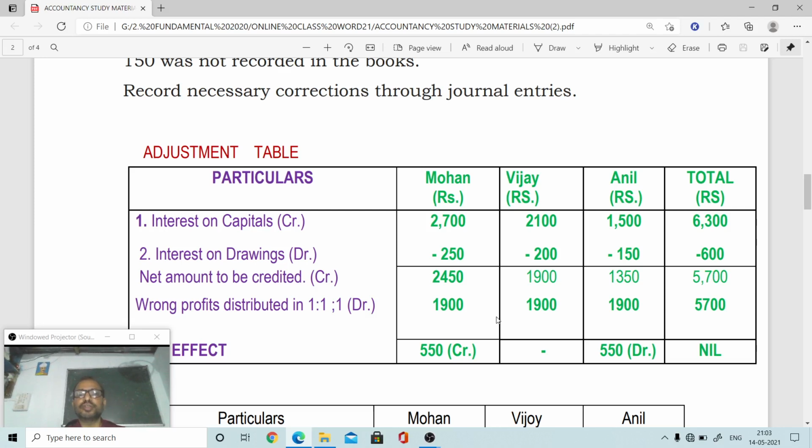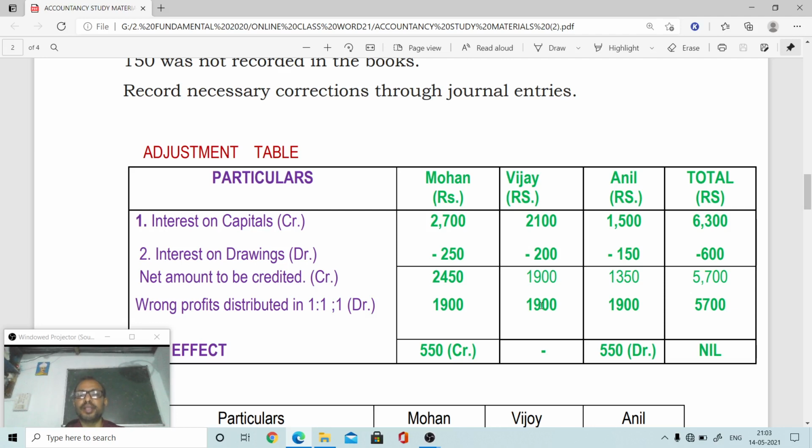So that should be debited, meaning the wrong profit they should return and the correct profit they should take home. So therefore we are debiting the wrong profit, 1,900. So this amount they are returning and this amount they are getting. So the ultimate net effect is 2,450 credit minus debit 1,900. Ultimate credit is heavier, the difference is 550. Here Vijay, how much he should receive, so much he already received. So therefore no effect arises here.